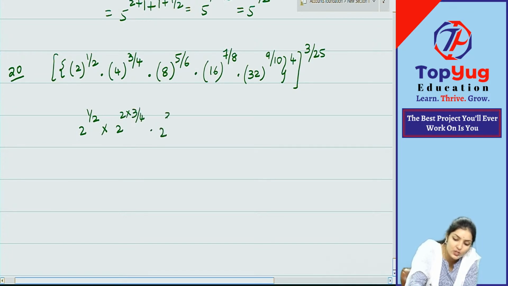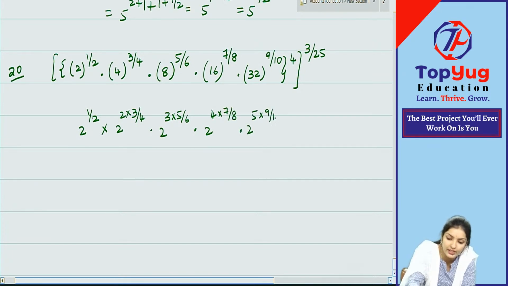8 can I write it as 2 cube into 5 by 6? 16 I can write it as 2 to the power 4 into 7 by 8. 32 I can write it as 2 to the power 5 into 9 by 10. And all the remaining parts are resting for now.